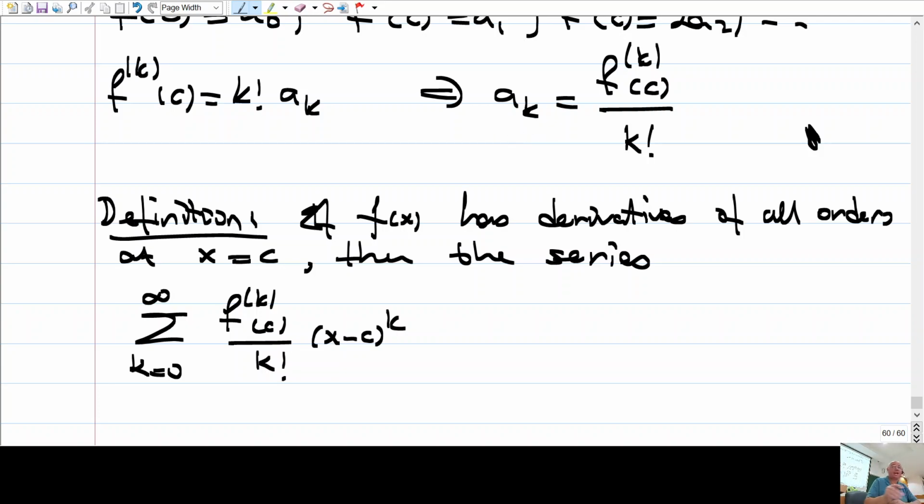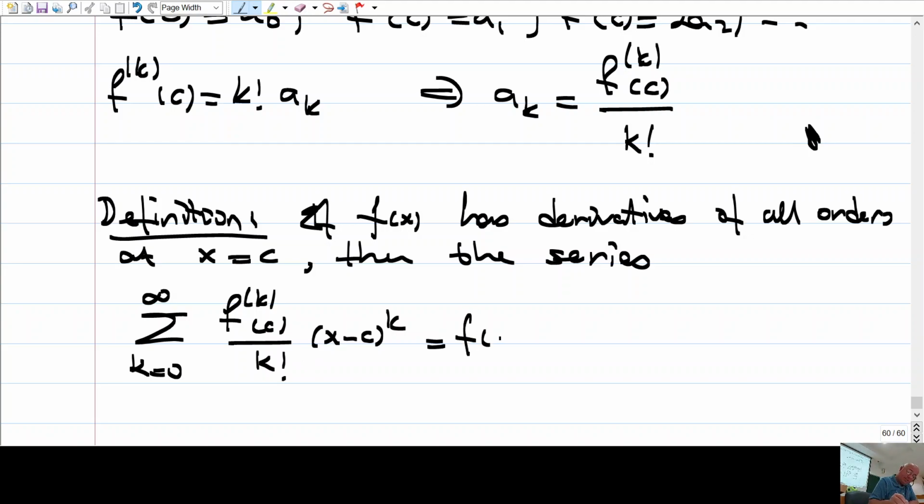If the function has a power series representation, but this definition is independent from the above considerations. Here, I just take a function so that its derivative exists at the point c, right? All the derivatives exist at a single point c. Then we form this series, power series, and we will call this.